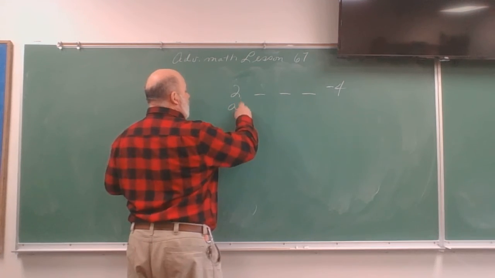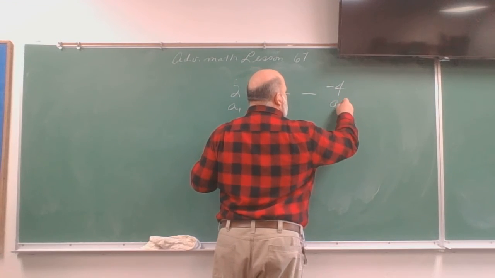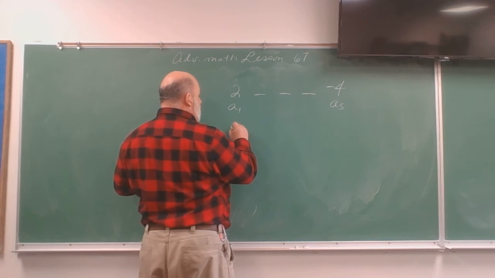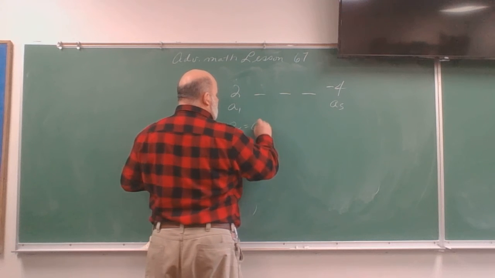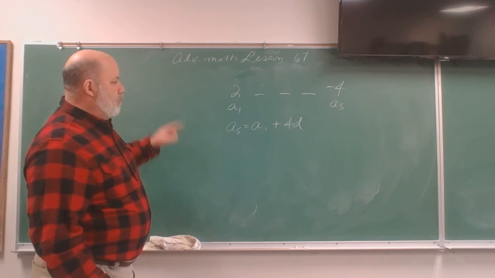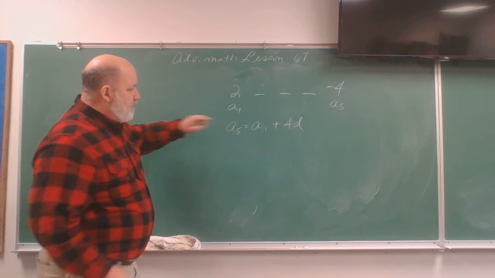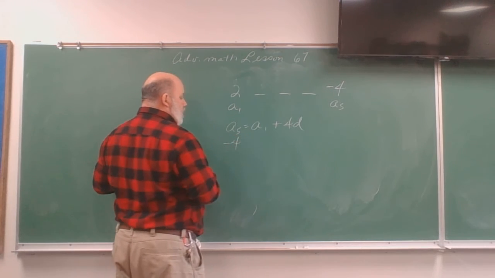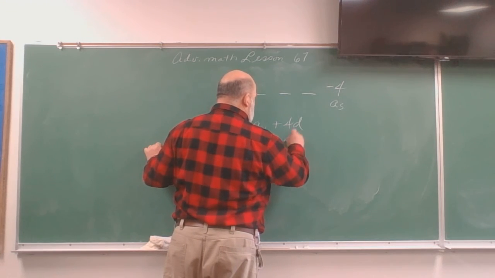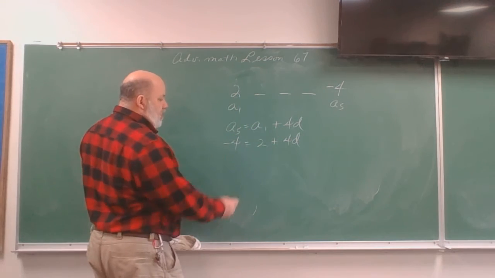I know my a sub 1. I know my a sub 5. I do not know my common difference. I've got to go find it. I know that a sub 5 is a sub 1 plus 4d. We've just done that 2 or 3 times in a row. We're doing it again. A sub 5 is negative 4. A sub 1 is 2. You see why I started off with that other one?